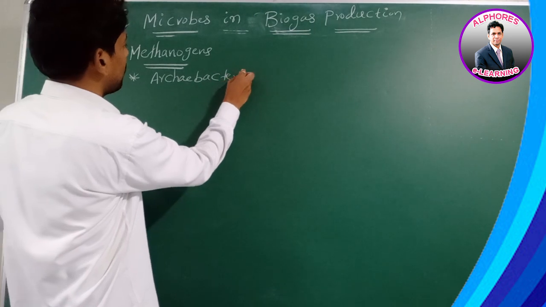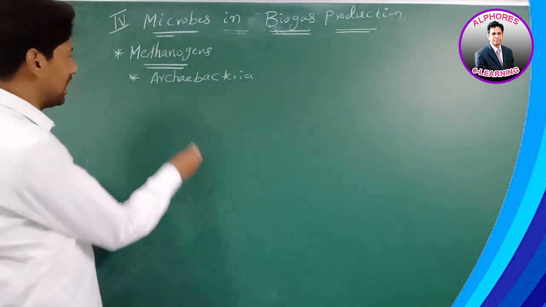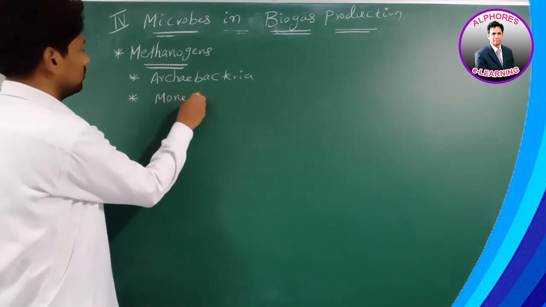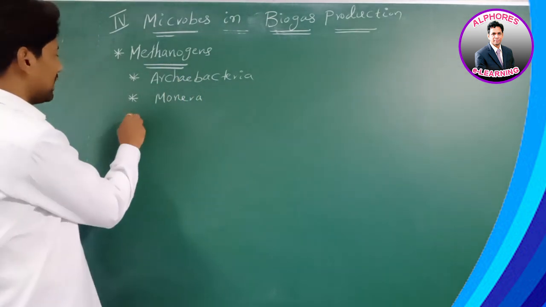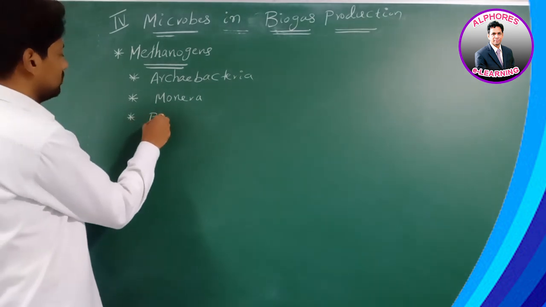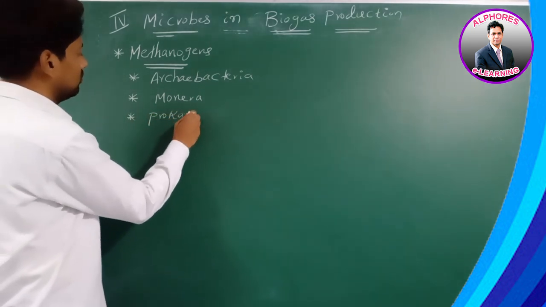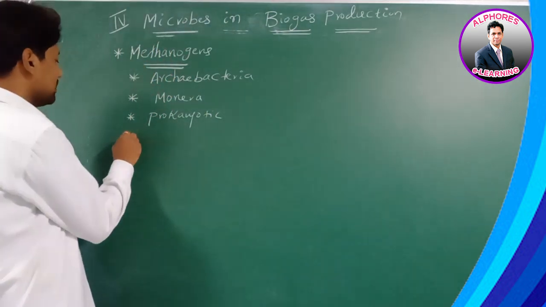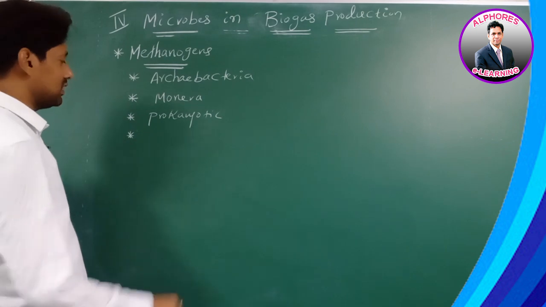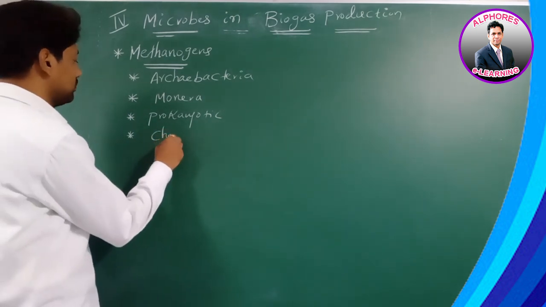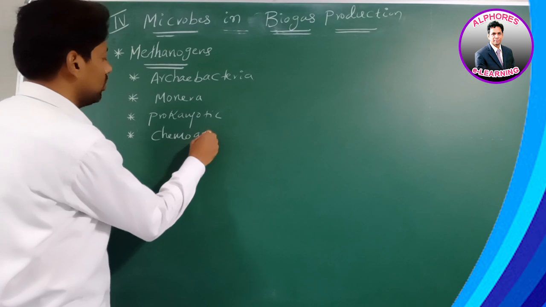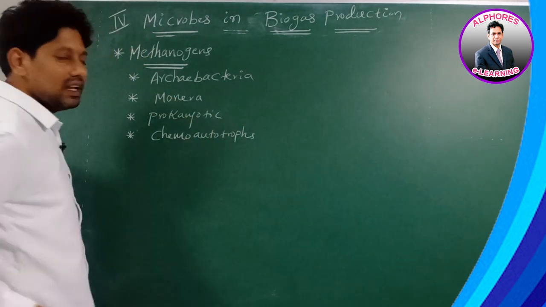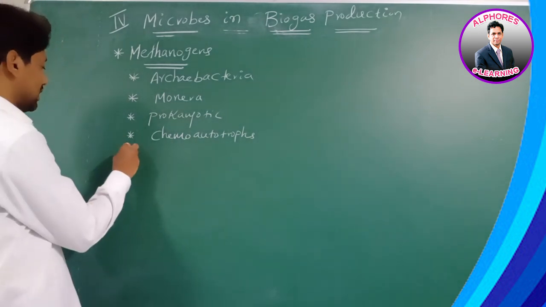Methanogens, they come under what, sir? Archaebacteria. Archaebacteria means kingdom what, sir? Monera. Prokaryotic or eukaryotic, sir? Prokaryotic, right? Sir, these methanogens are chemoautotrophs. Where are these methanogens present, sir?